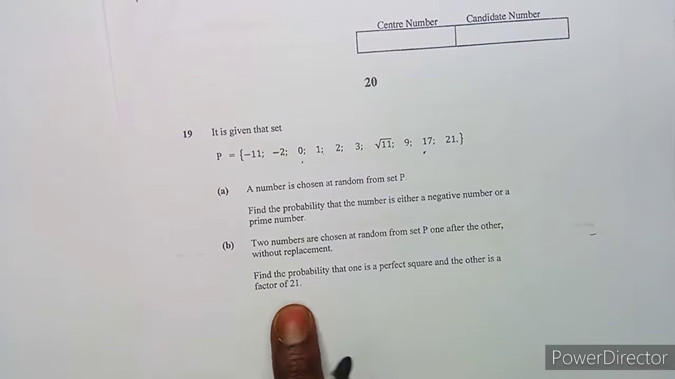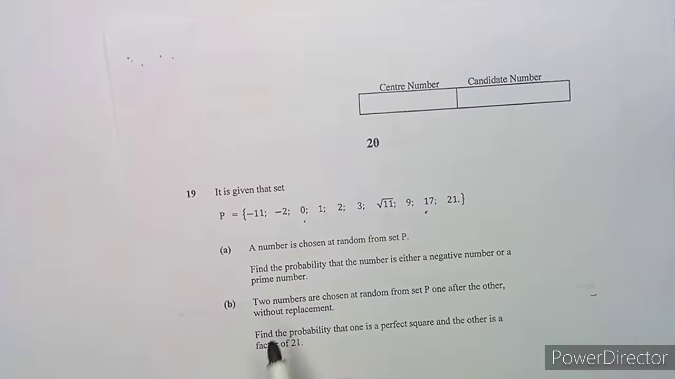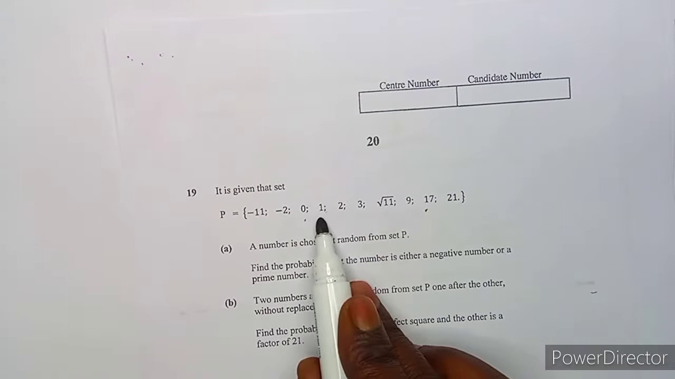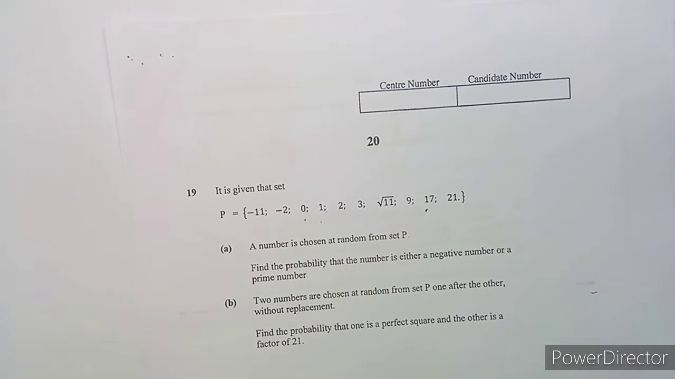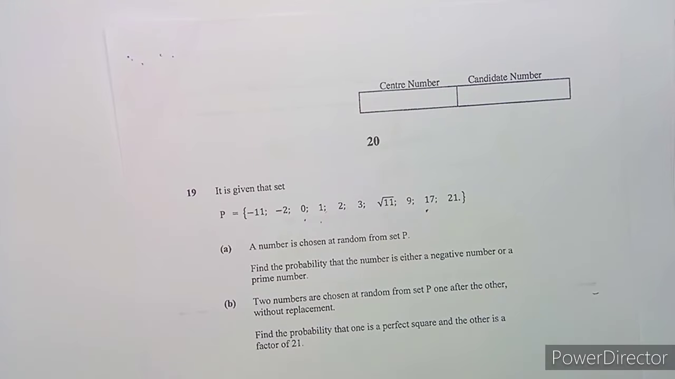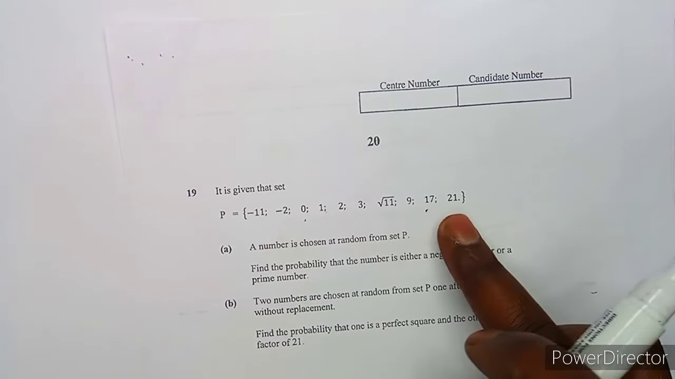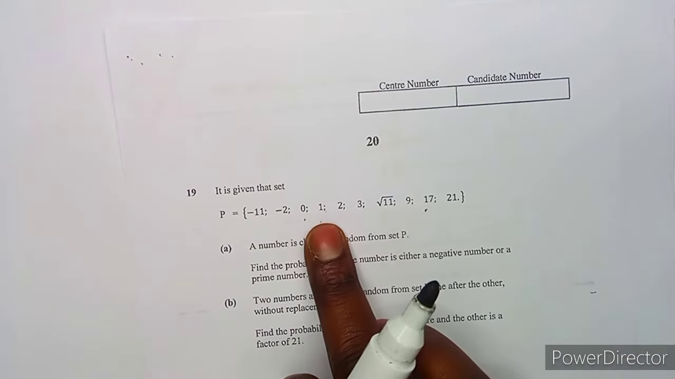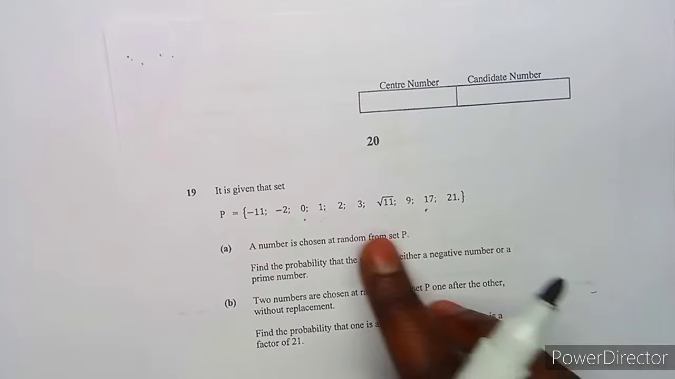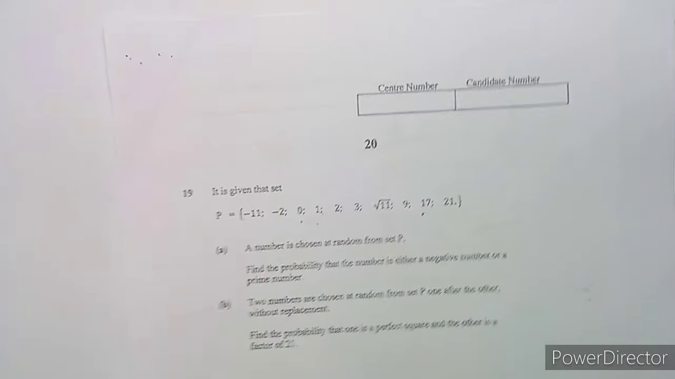So factors of 21, right, guys? We take all the factors of 21. We are talking of 1, 3, and 21. Factors are numbers that when you divide 21 by that number, it must give you a whole number. Like 21 divided by 21 is 1, 21 divided by 3 is 7, 21 divided by 1 is 21. So you're going to take 21, 3, and 1, which are 3 numbers.